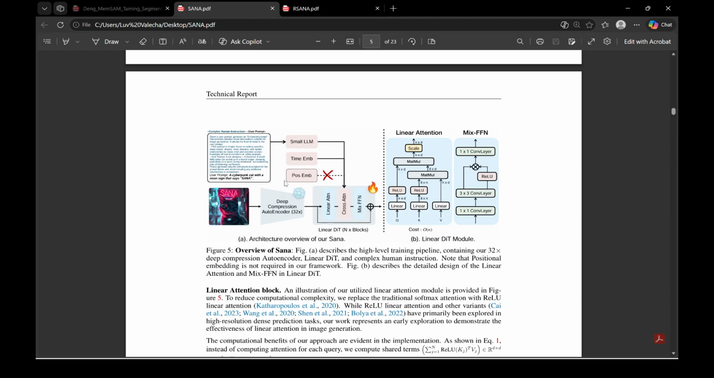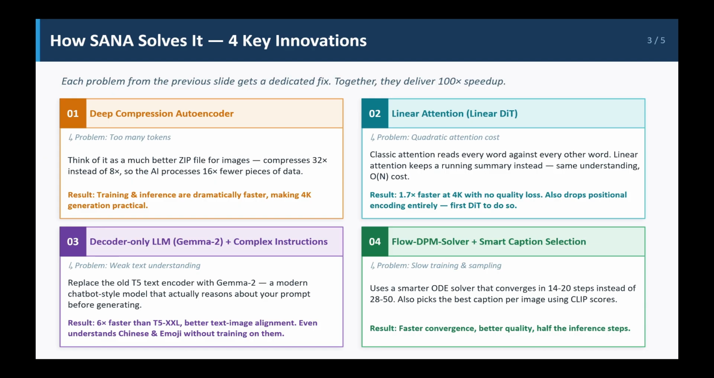Another important innovation is that Sana removes positional embeddings entirely. This is called no positional embeddings, or NoPE. Despite removing positional embeddings, the model still maintains strong performance due to the mixed feed-forward network having this 3 by 3 depth-wise convolution layer. The next component is the decoder-only LLM, Gemma 2. Sana replaces the old T5 text encoders that normal diffusion models use with Gemma 2, a modern chatbot-style model that actually reasons about your prompt before generating. Due to this reasoning quality, we get better text enhancement, which other diffusion models lack.